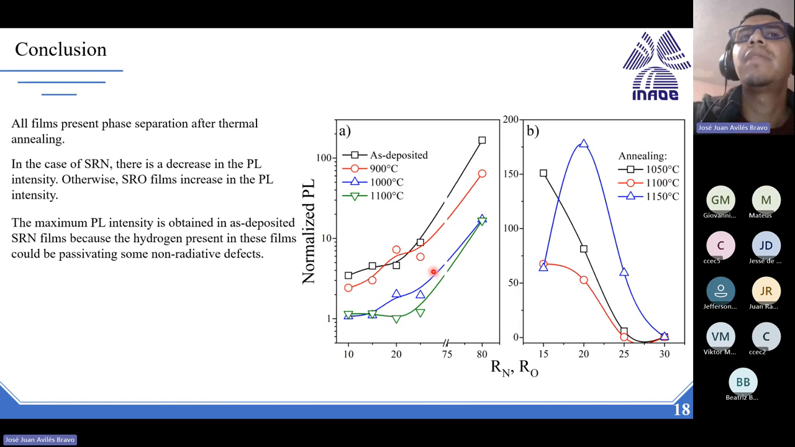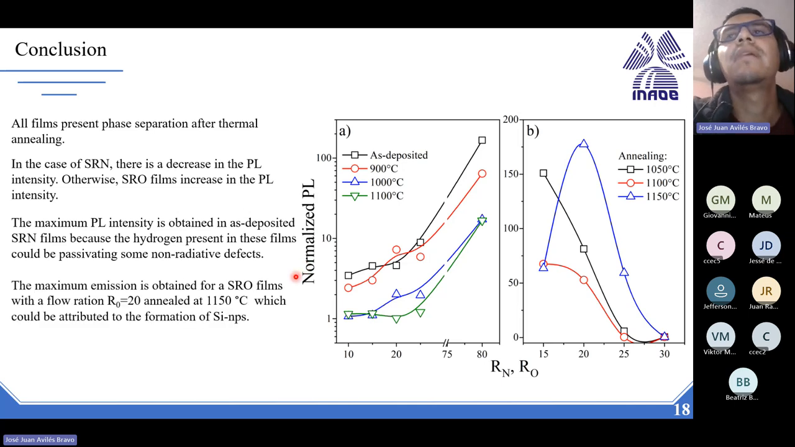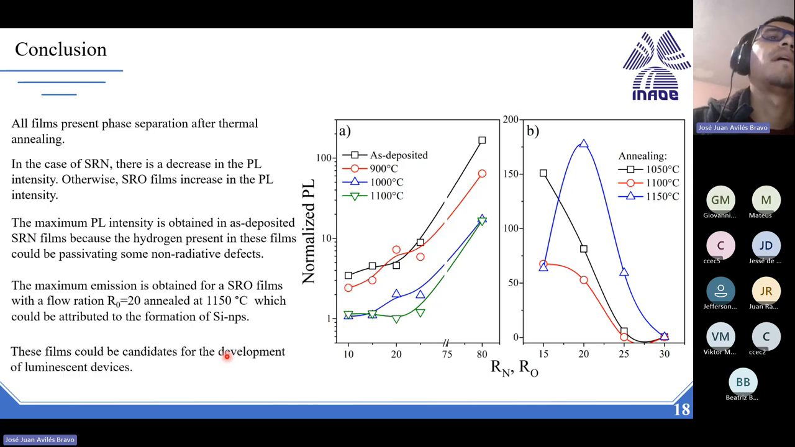The maximum photoluminescent intensity is obtained in as-deposited silicon-rich nitride films because the hydrogen present in these films could passivate some non-radiative defects. The maximum emission is obtained for the silicon-rich oxides with the flow ratio equal to 20 annealed at 1150 degrees Celsius, which could be attributed to the formation of silicon nanoparticles. Finally, these films could be candidates for the development of luminescence devices because all the films present better luminescence properties.